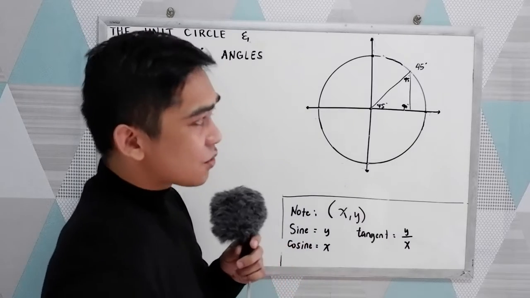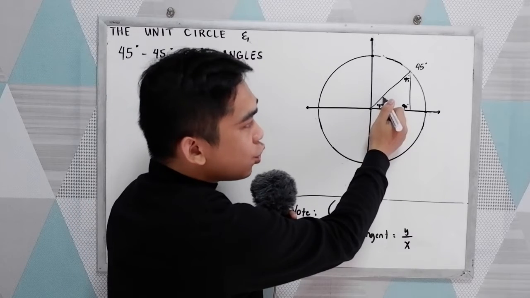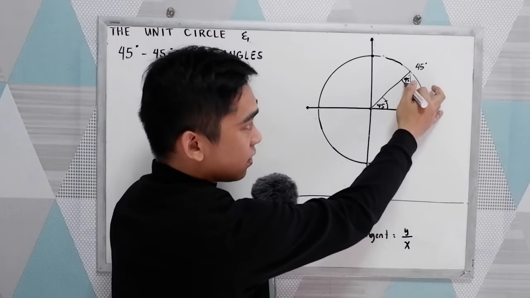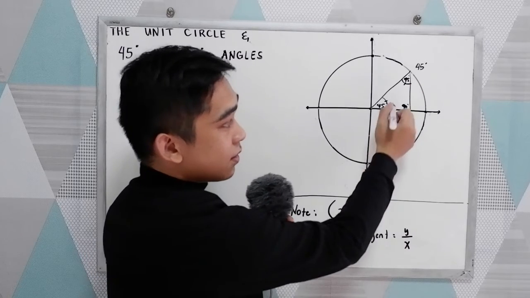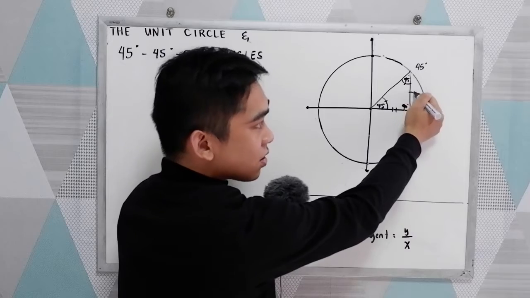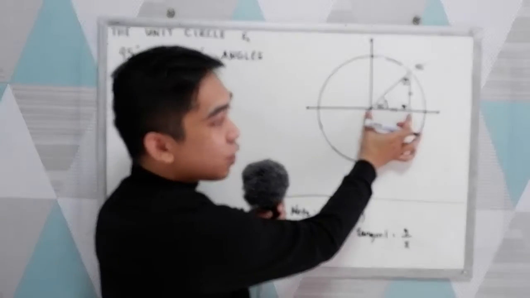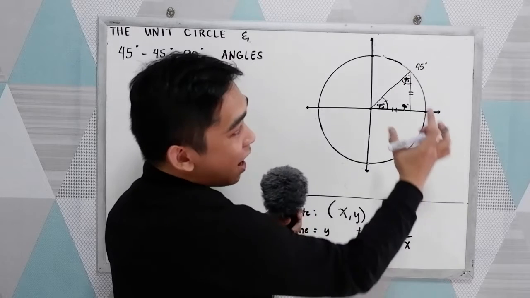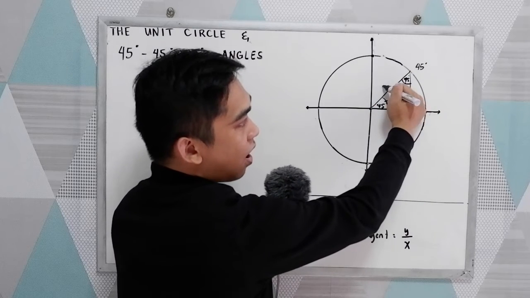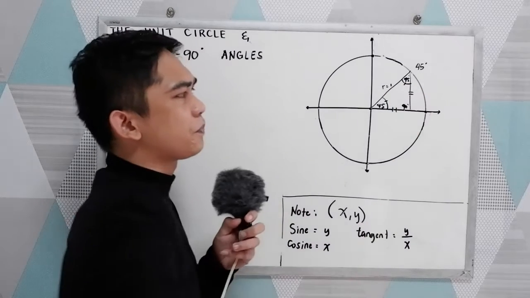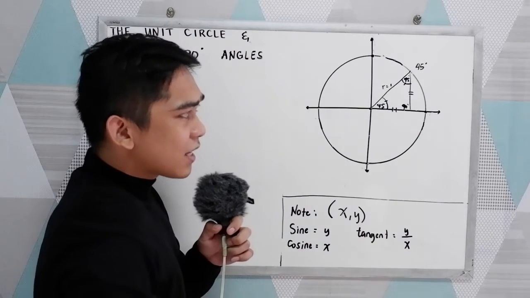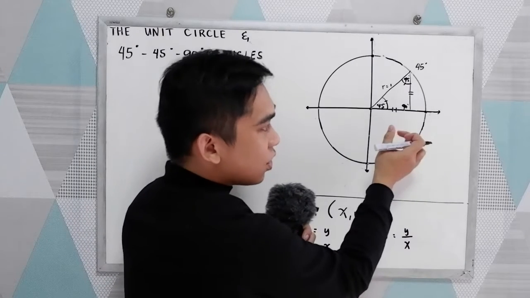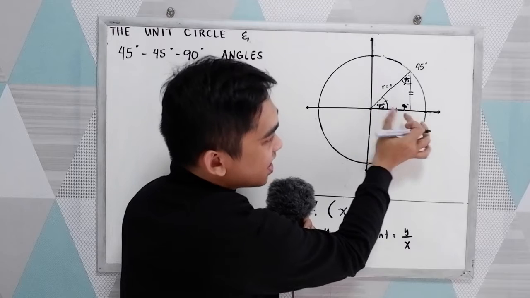So in an isosceles right triangle, we have two base angles and they are equal. And of course, the two legs are also equal. So the measure of this leg is equal to the measure of the other leg. And we have the radius, r, equal to 1.